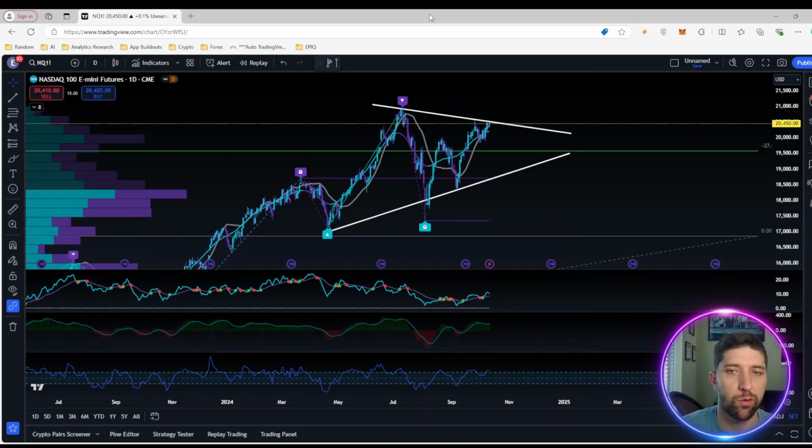The first thing I'm noticing when I'm looking at NQ, for all of my futures traders, there's definitely a lot of weakness in the market.